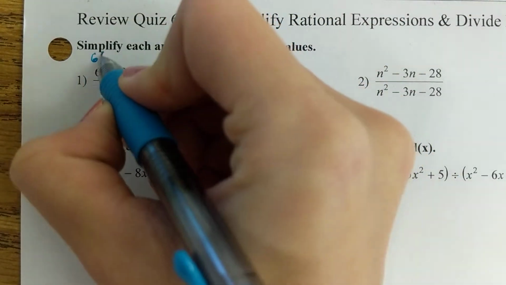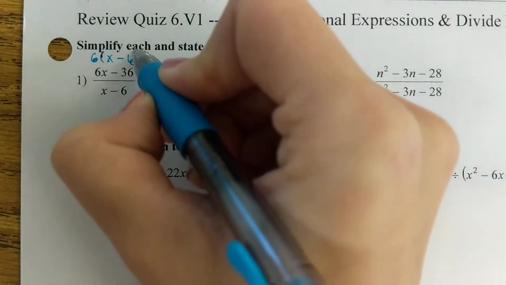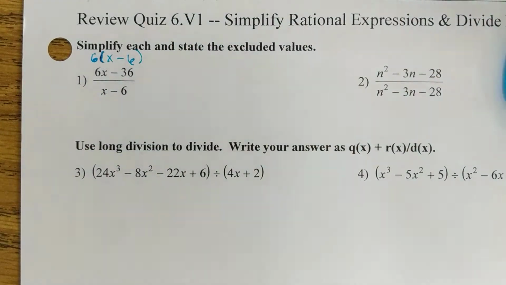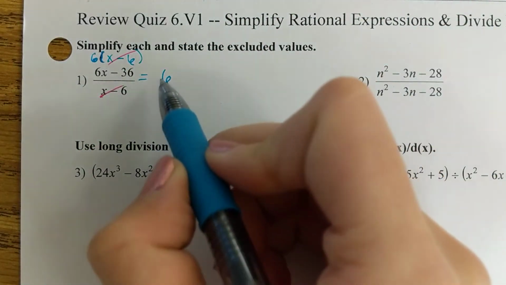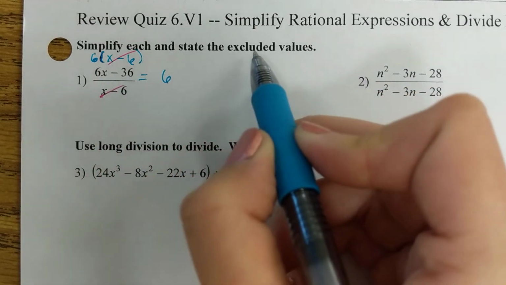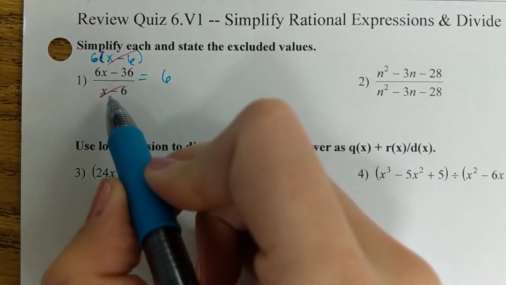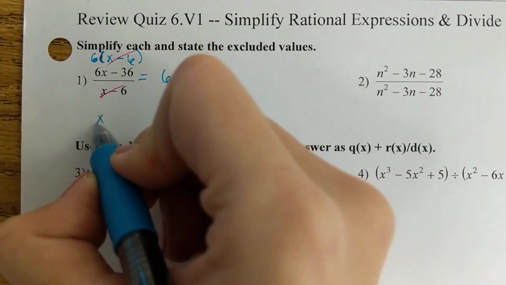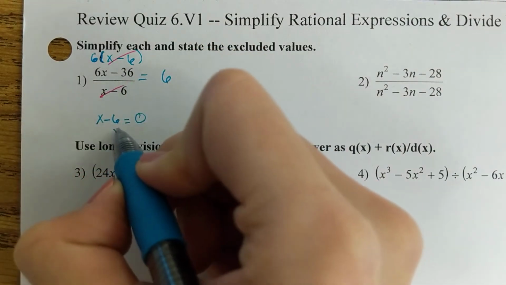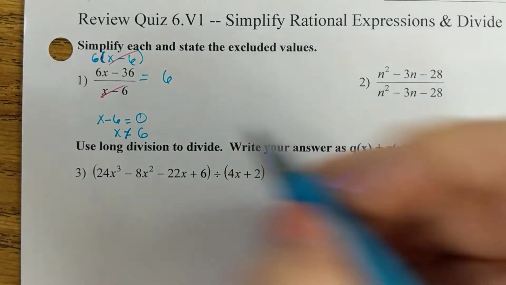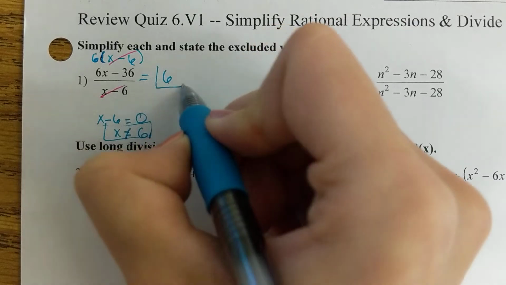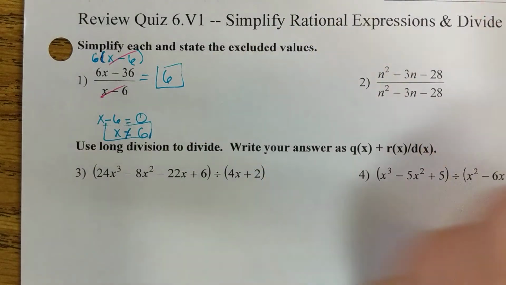All right, but first we're gonna just factor the top. The GCF is 6 times x minus 6. And all right, some of that actually reduces. X minus 6 over x minus 6 is 1. 6 times 1 is 6. All right, so it reduces to be 6, but we need to know what are the excluded values. The excluded values are whatever make the denominator equal to 0. So x minus 6 equals 0, x equals 6, and that's what x cannot be because it's an excluded value. X cannot be 6, and 6 is actually how it simplifies.